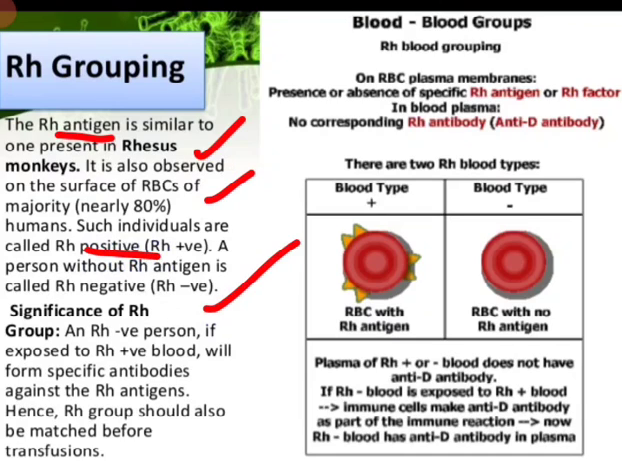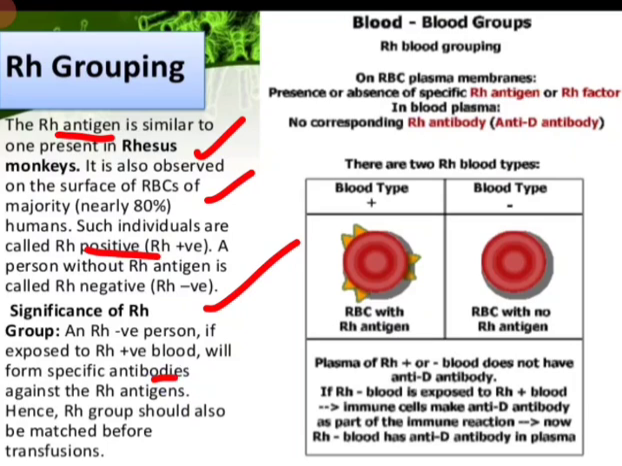Now the significance, what is that? An Rh negative person, if exposed to Rh positive blood, will form the specific antibody. Suppose an Rh negative person is exposed to Rh positive blood, what will be happening in their body? The specific antibodies against the Rh antigen will be produced. Hence the Rh group should also be matched before the transfusion.